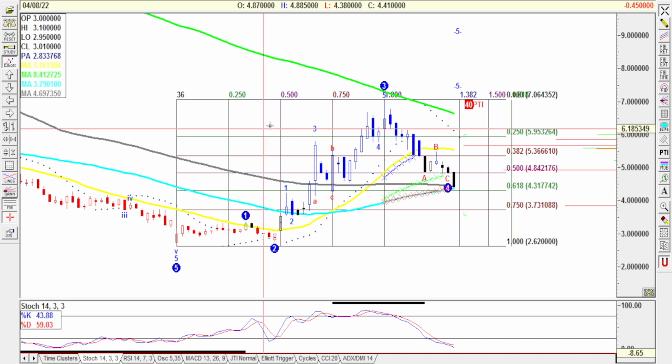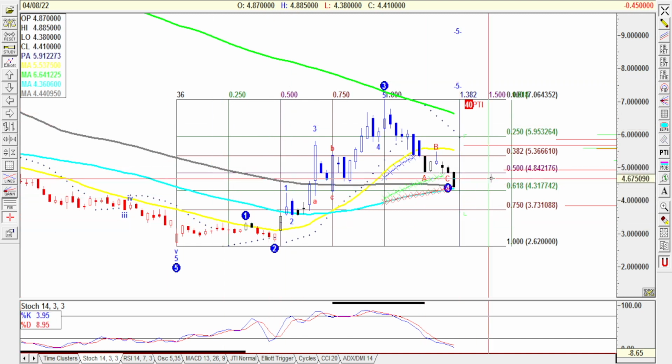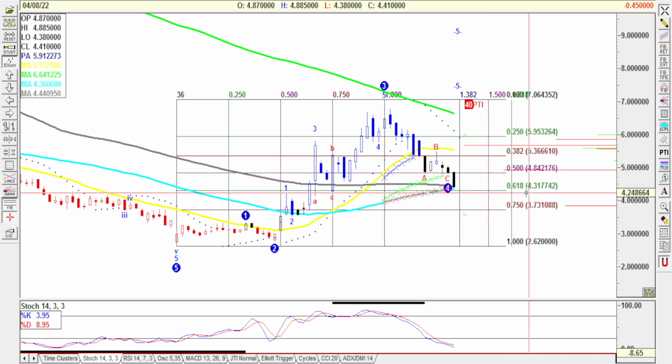We put some Fibonacci here. You can see that right here at 4.82 was the 50%. It failed that. You've got the 61.8 coming in right here at 4.31, lining up with the 50 SMA. So I can see that is some good support coming in.